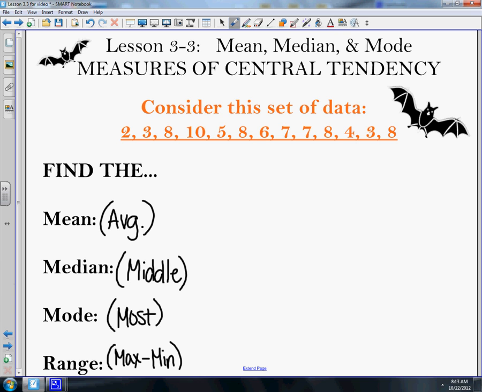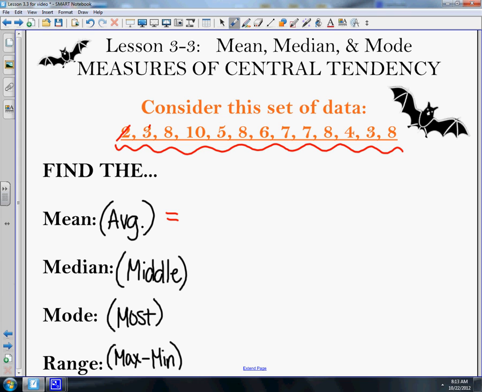Okay, so we have these numbers up here, and we want to find the average of the numbers. So push pause, find these numbers, and then you can compare them with what I get as an answer. All right, so I'm going to add these up.